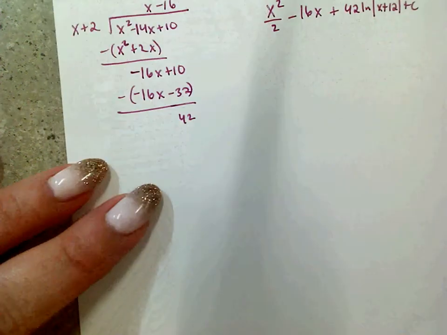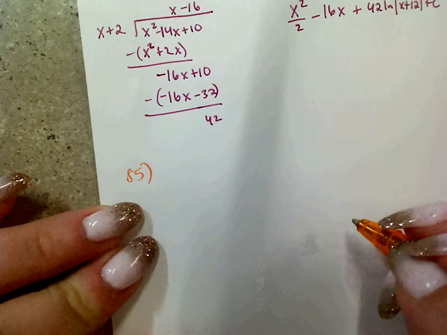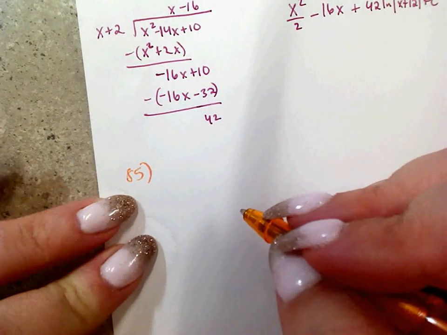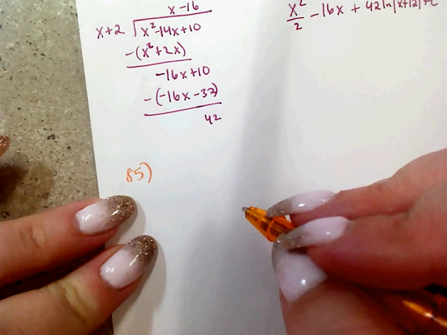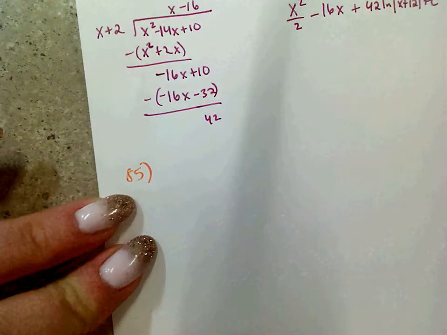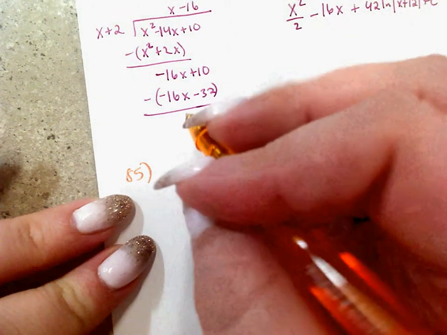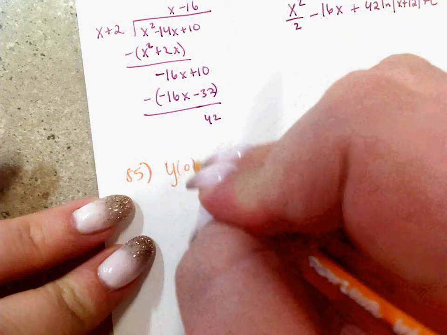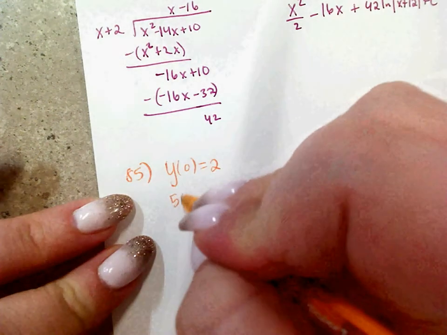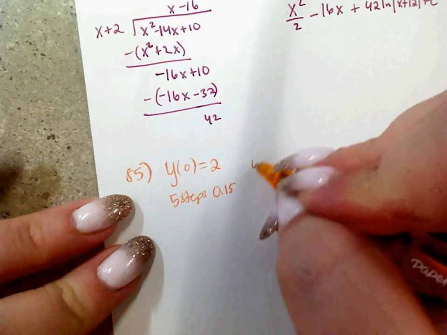85. Use Euler's method to make a table of values for approximate solution for the initial value problem, 5 steps of 0.15. Dang. Okay, we've got an initial value of y of 0 equals 2. I'm supposed to use 5 steps at 0.15 each, with y prime equaling 4x minus 2 plus 2y.